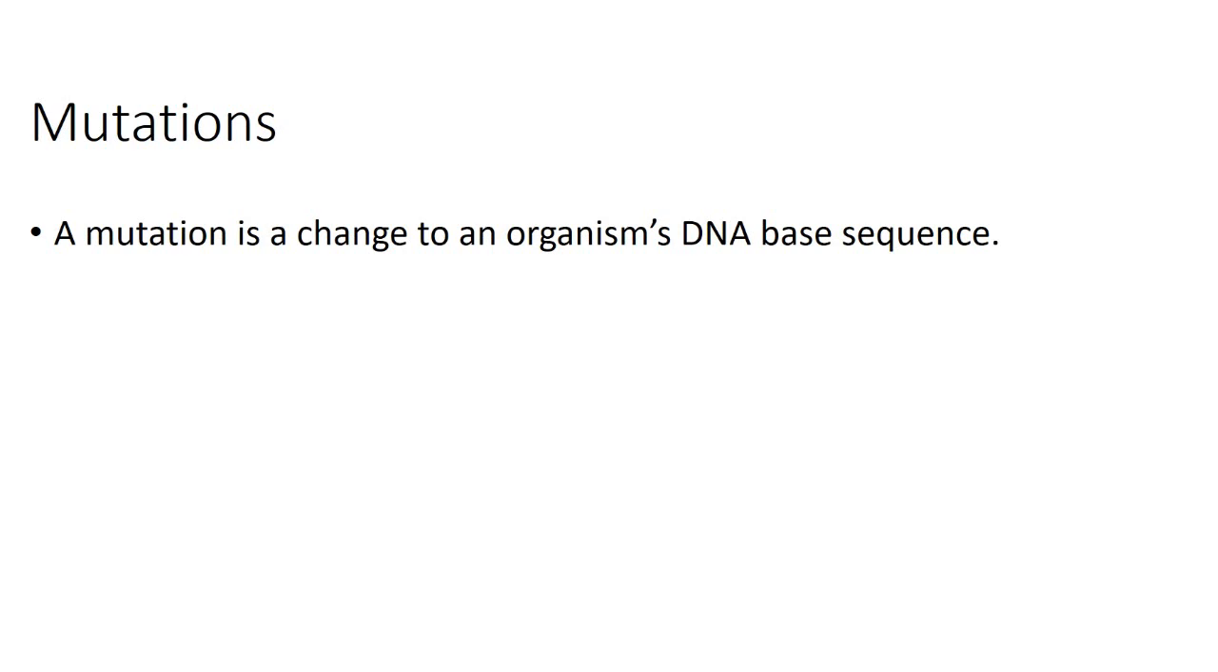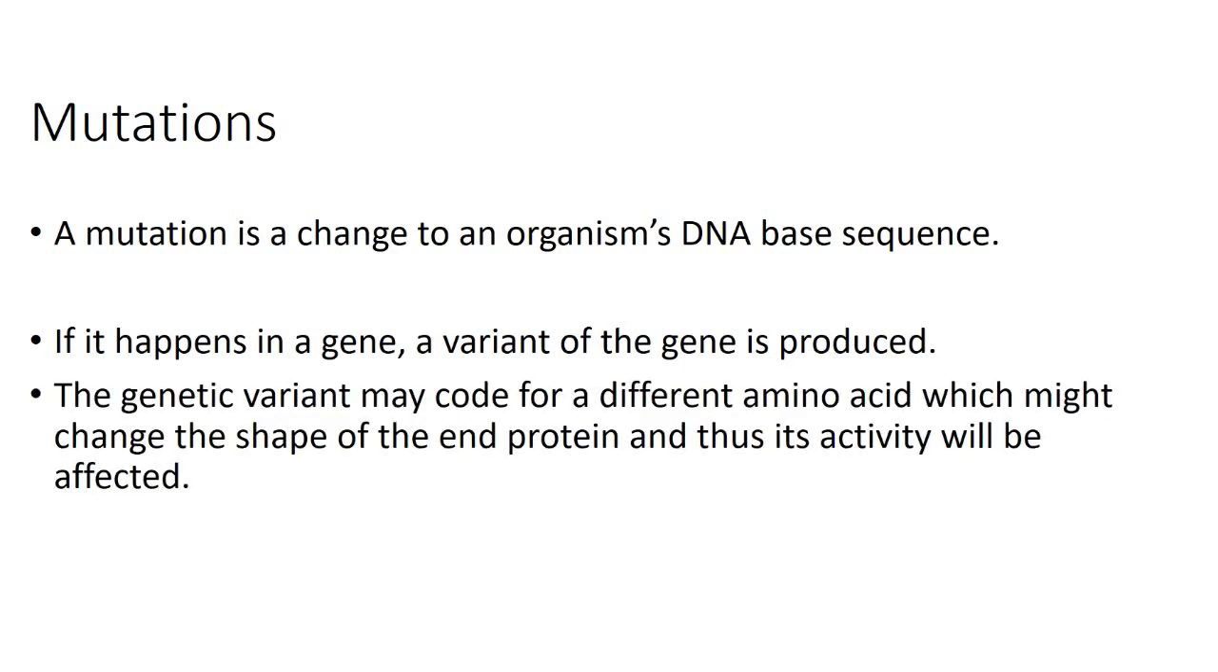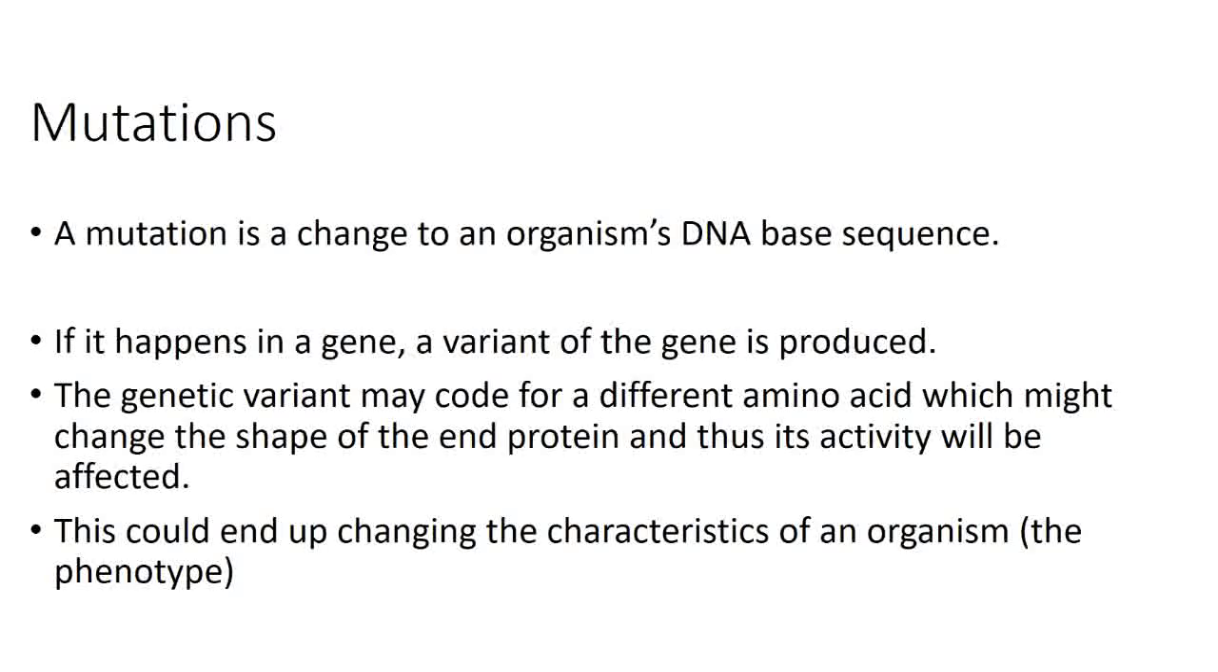Mutations are a change to an organism's DNA base sequence. If it happens in a gene, a variant of the gene is produced. The genetic variant may help code for a different amino acid, which might change the shape of the end protein, and thus its activity will be affected. This could end up changing the characteristics of an organism, which is the phenotype.